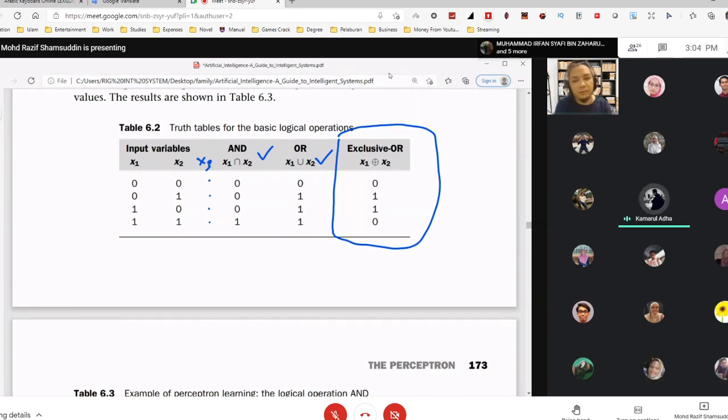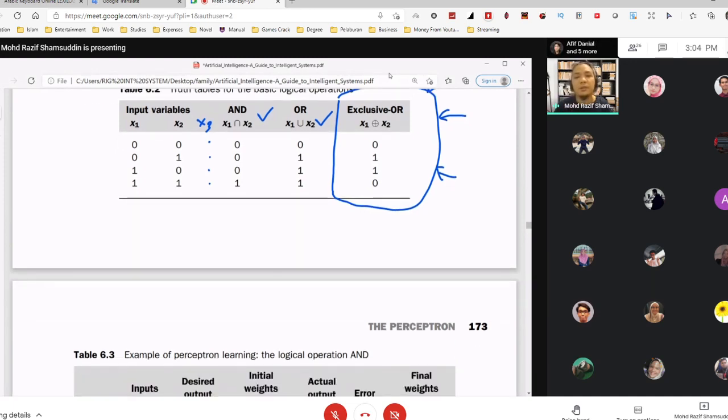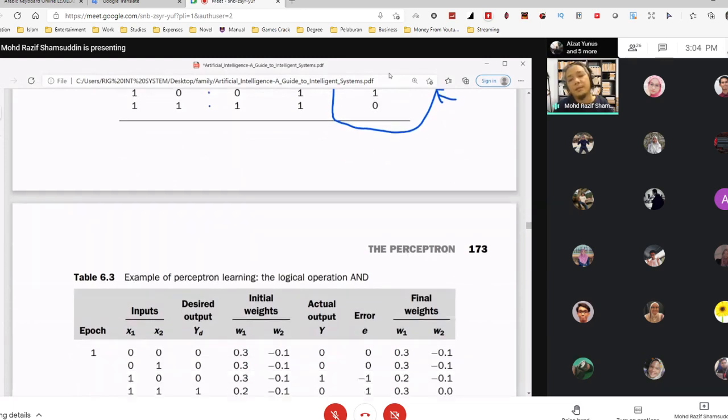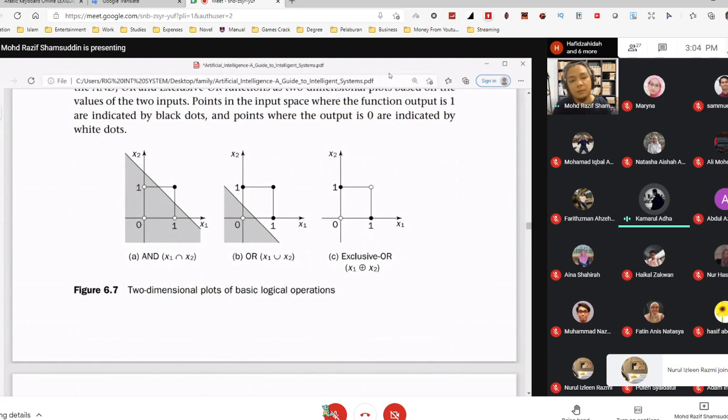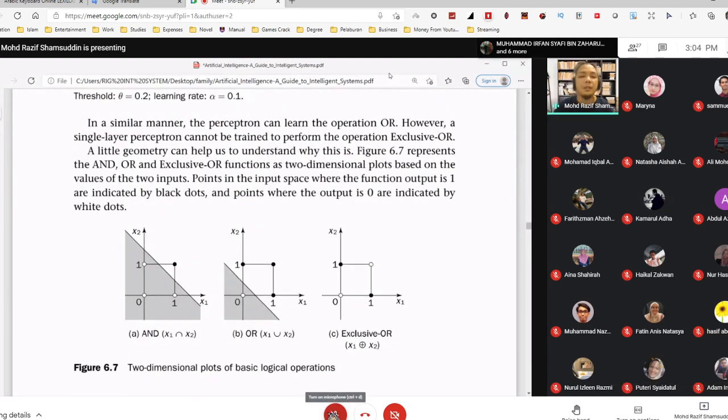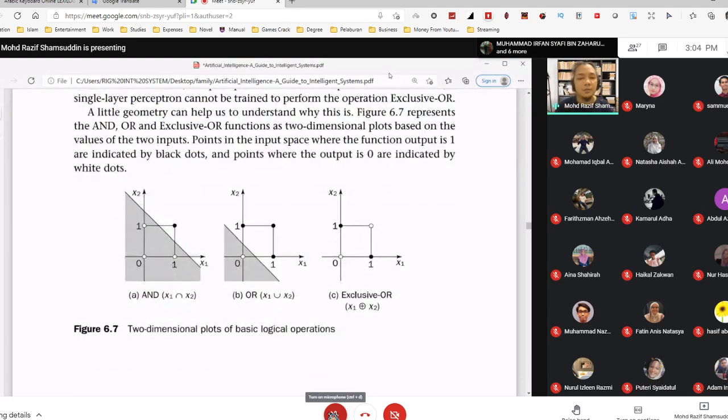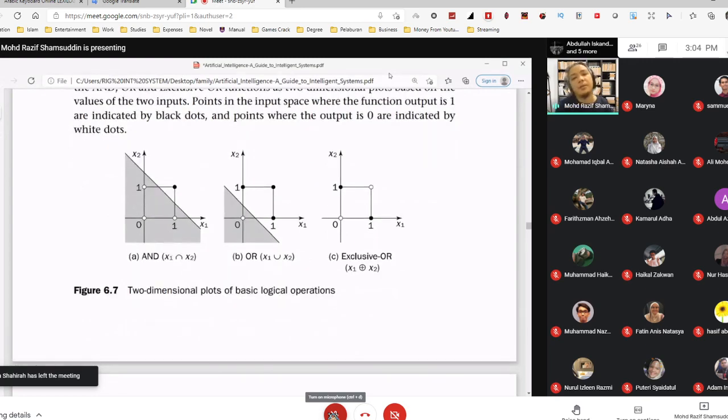It would not converge. So this is the problem, all right? We want our neural network to learn exclusive OR. Why couldn't the neural network learn exclusive OR? Because exclusive OR is not a linearly separable problem. Yes, good. In other words, an easier way to say it is that exclusive OR is a non-linearly separable function, so you cannot separate this linearly.